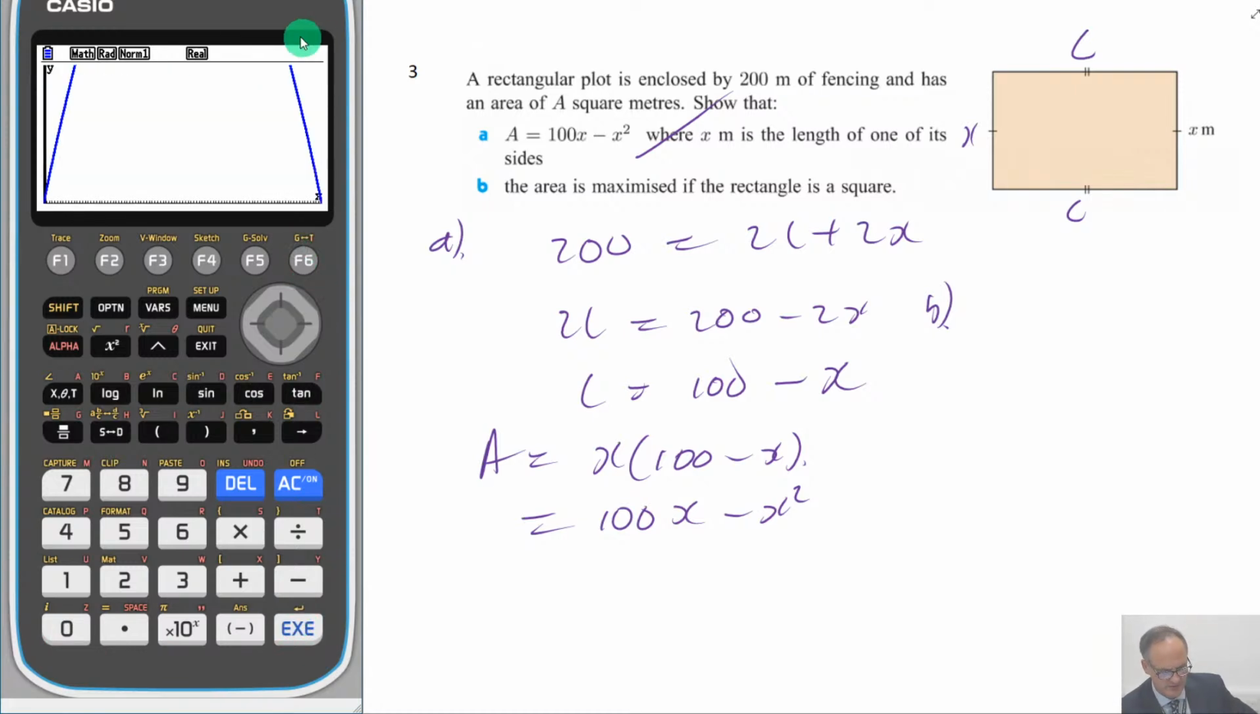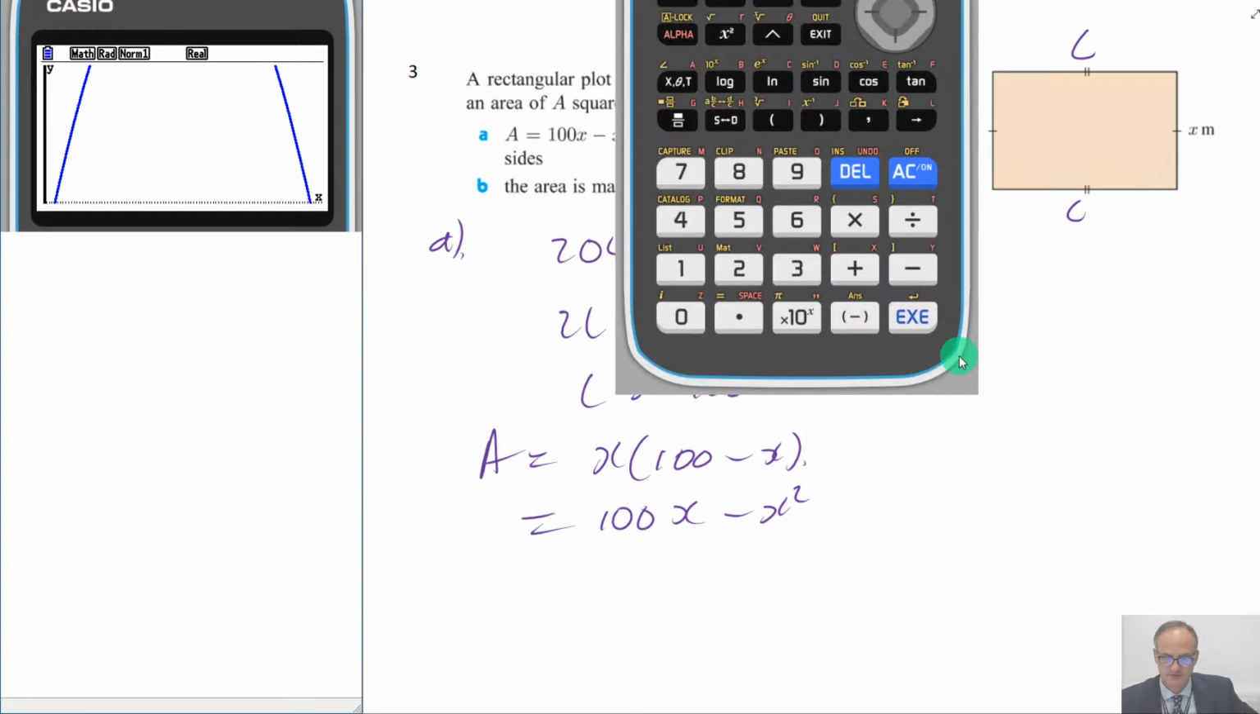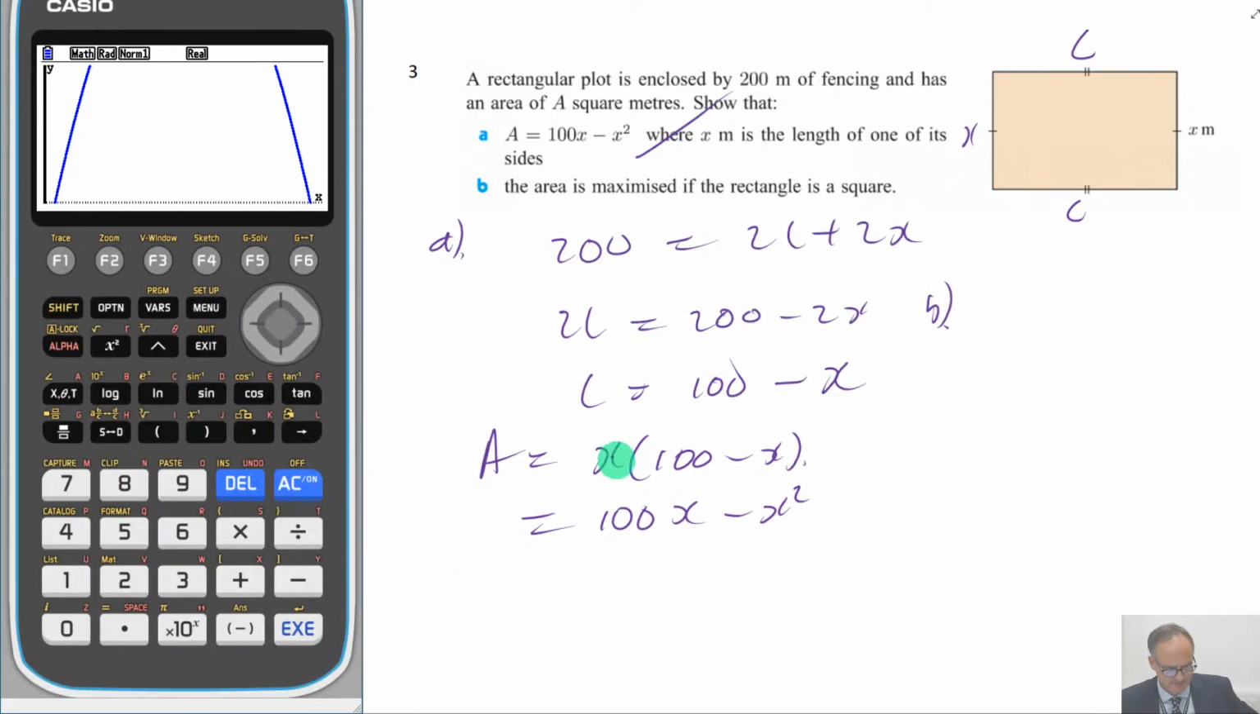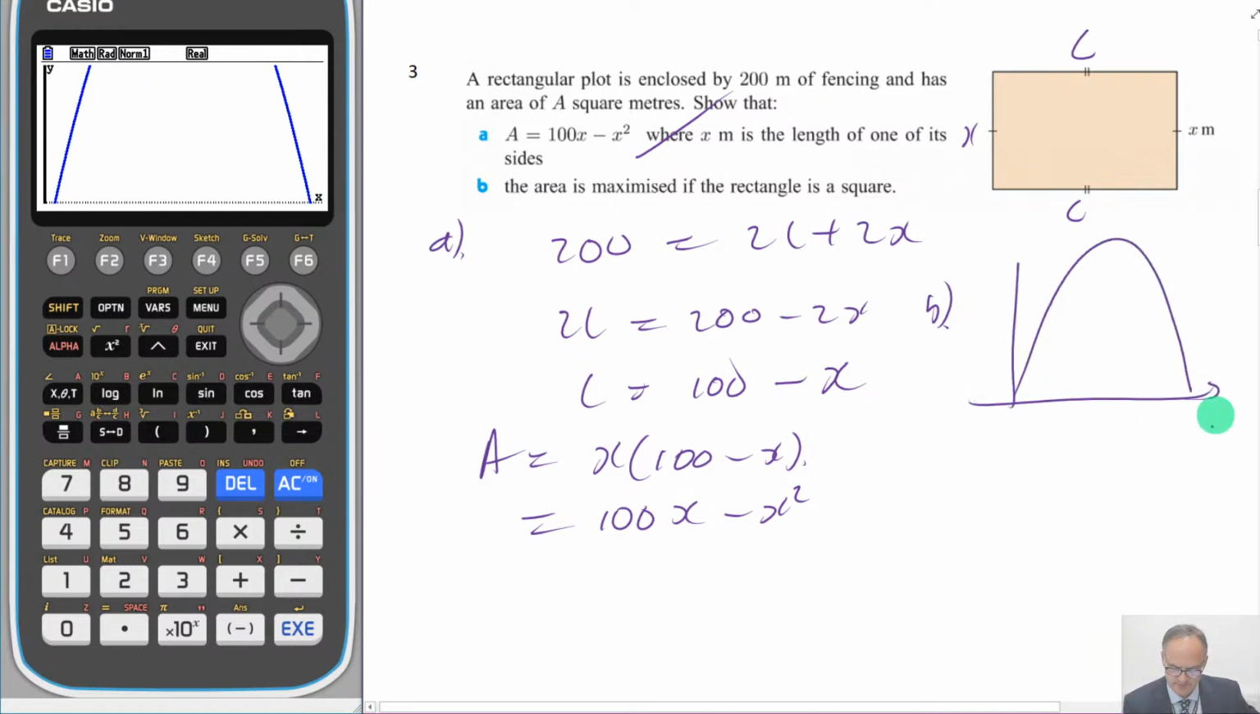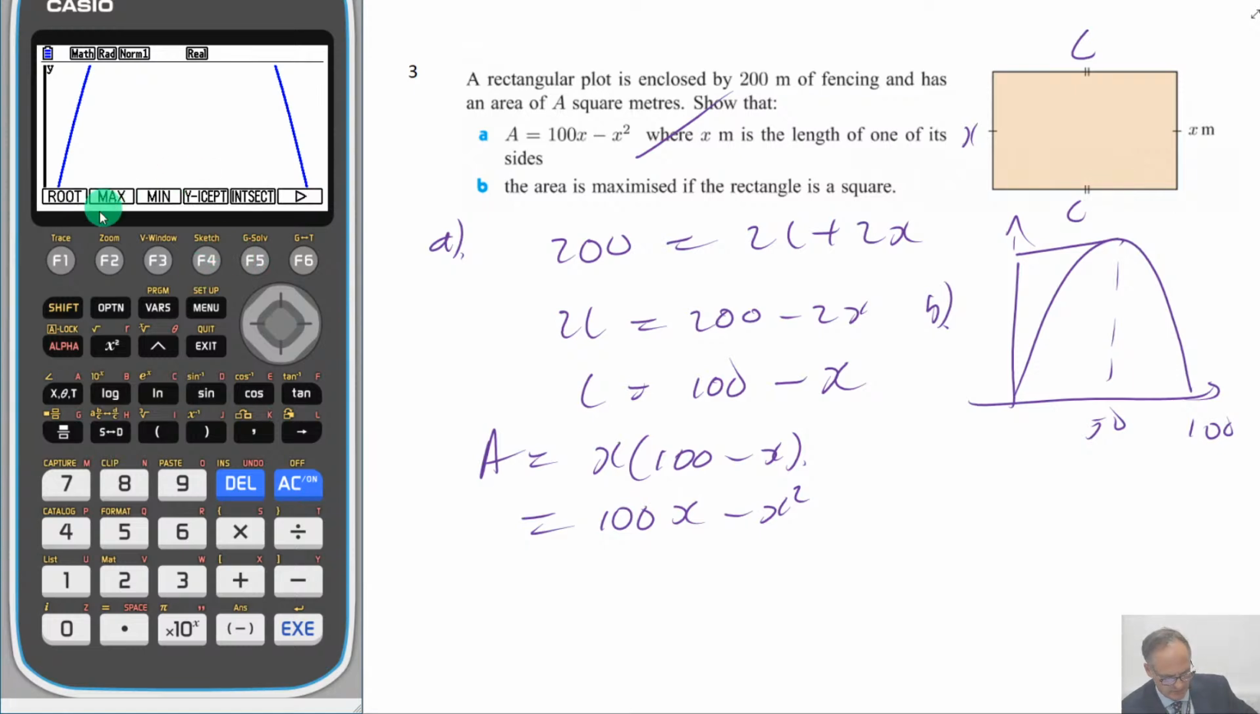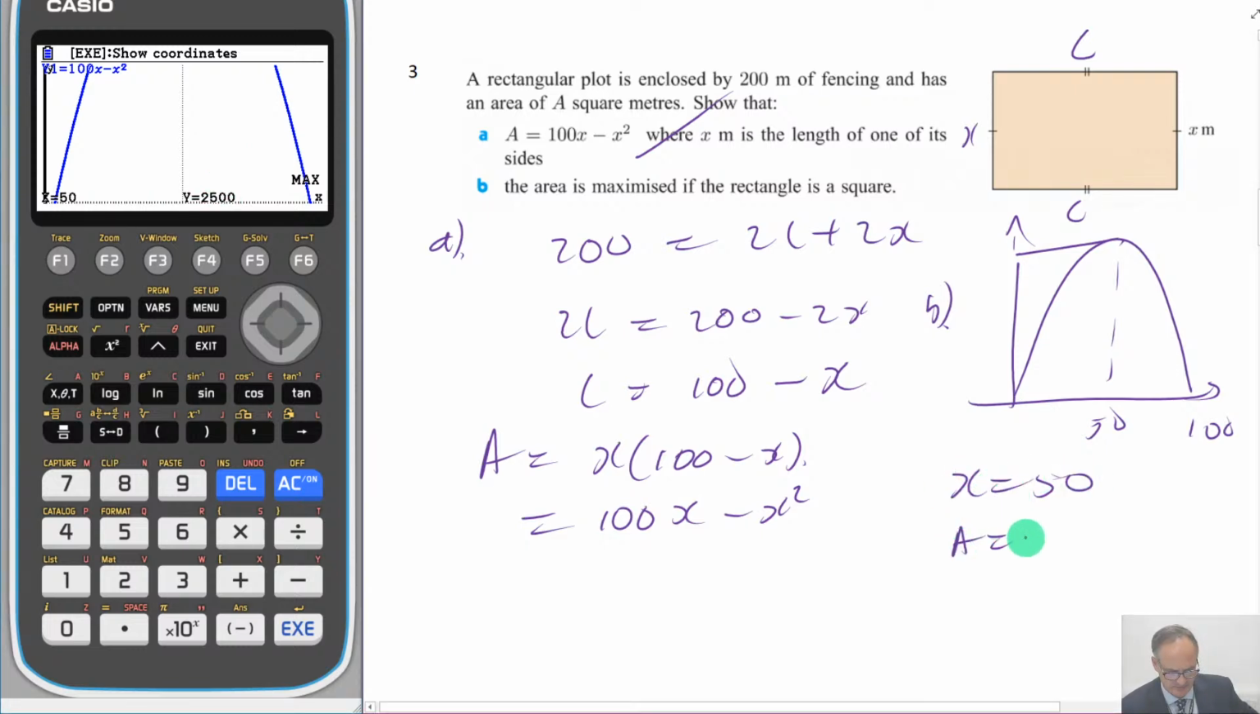I could work out exactly what I need, and I can see it's a lot more. What I can see is that I've got a shape of a graph which looks like this. That was 100, and this is 50, and that gives us our maximum value. If we go to graph solve and press maximum, we get maximum x equals 50, y equals 2500, which is our maximum.